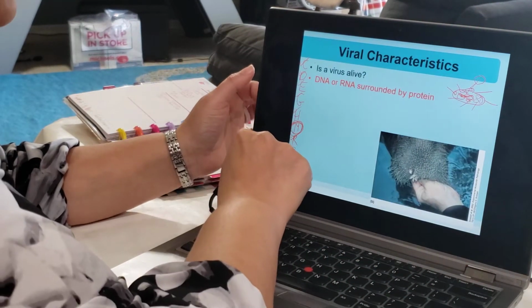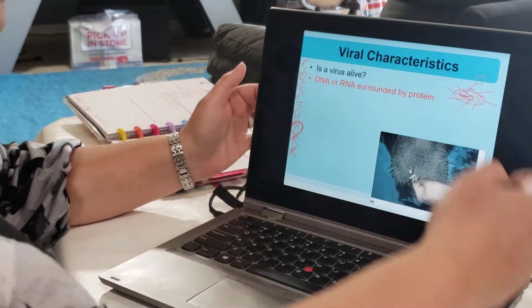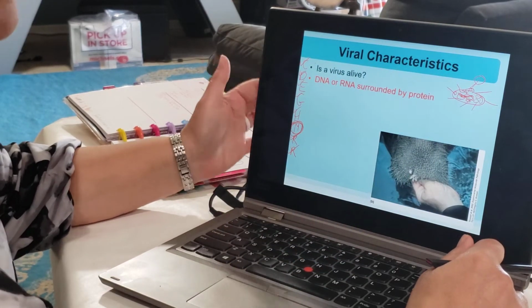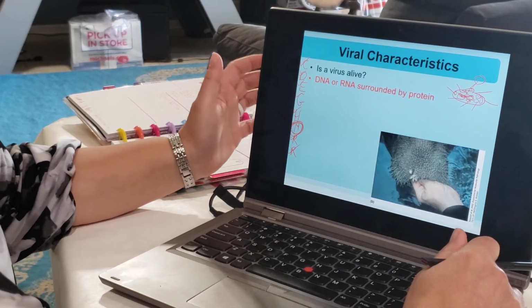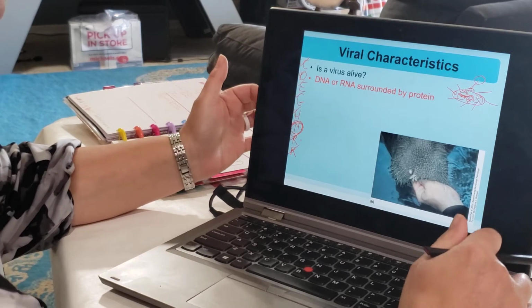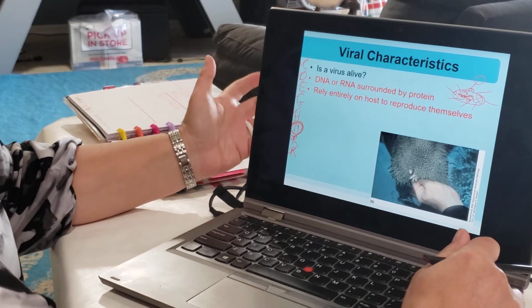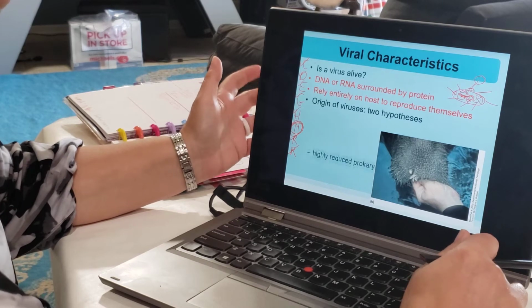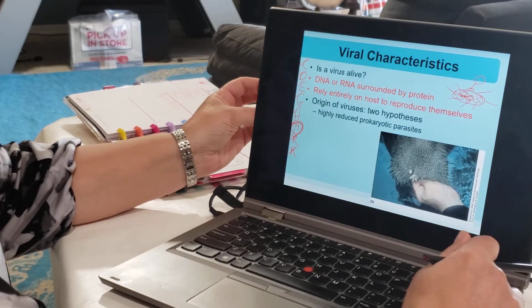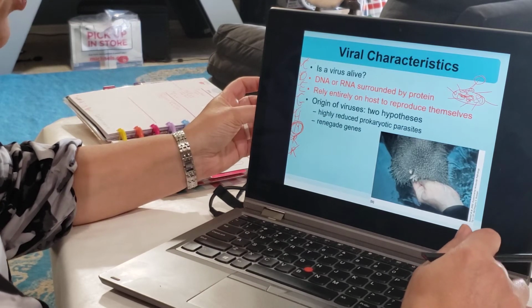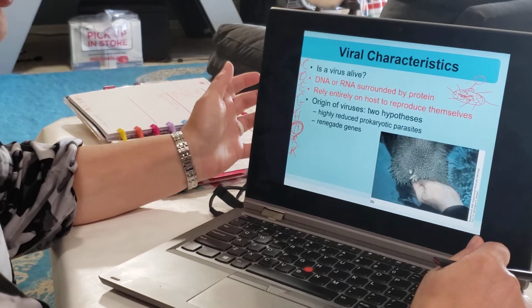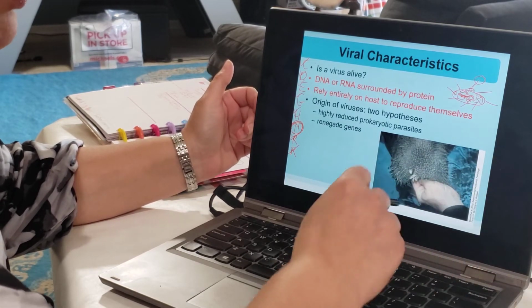And then, respond to environment. It does respond to the environment. The fact that it does not have true metabolism is what is holding it up in the scientific community from being classified as a living thing. Viruses rely entirely on hosts to reproduce themselves. Origin of viruses: there are 2 hypotheses, highly reduced prokaryotic parasite or renegade genes. We really don't know where they came from.